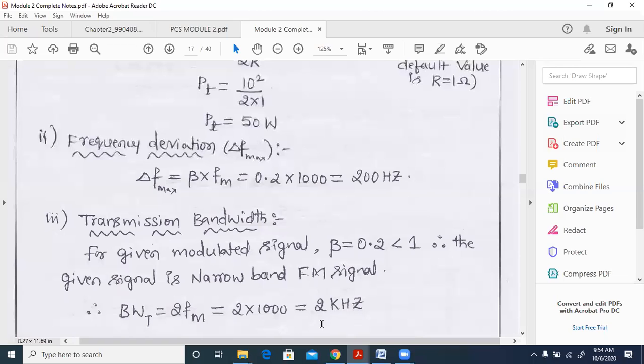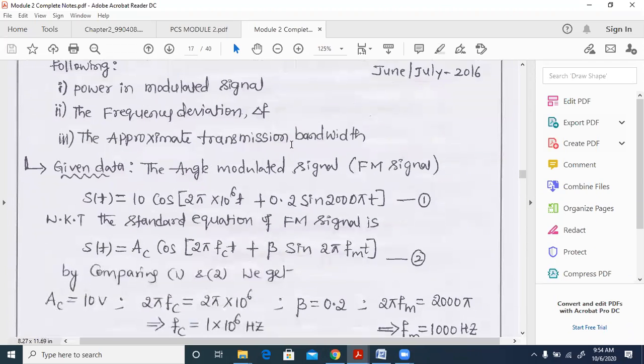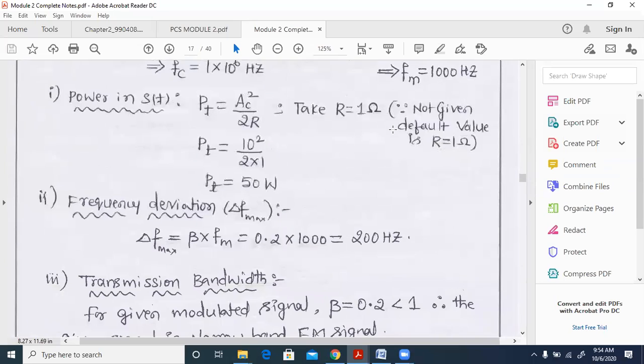Okay, exact value if you want, it is 2.4 kilohertz, but for considering the narrow band FM signal, it will be 2 kilohertz. So that's an additional thing. Here he has asked approximate transmission bandwidth, and that is associated with assuming beta is very, very less than 1. That is the narrow band case.